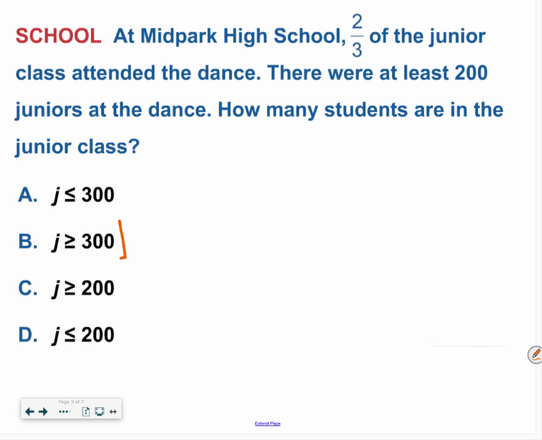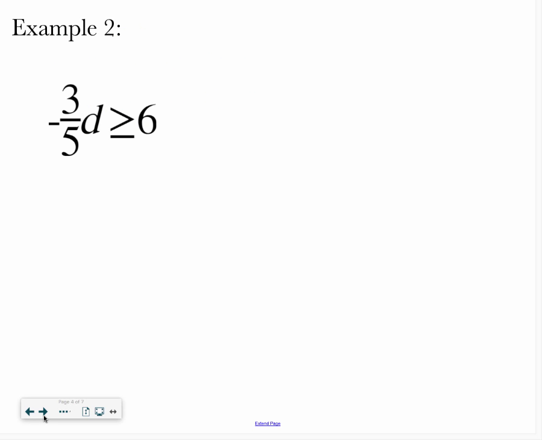Hopefully you determine that j is greater than or equal to 300. If not, be sure to ask for some help. Let's look at example 2. We want to solve this inequality.